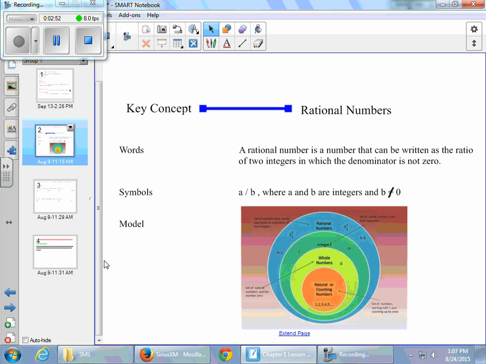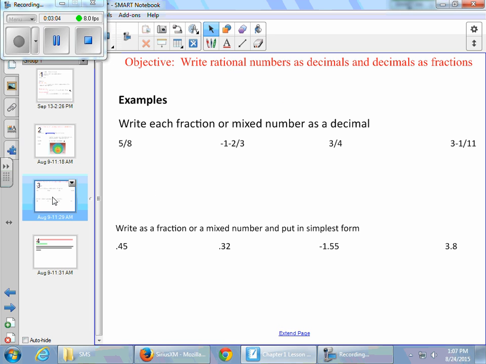You may always pause the video, go back if you do not understand something, write down questions that you may have that you will bring to class the next day, and then just continue the video when you are ready. I think we're going to jump into some examples here of what we just went over in our definitions. Write each fraction or mixed number as a decimal. So we're going to start off with 5/8.